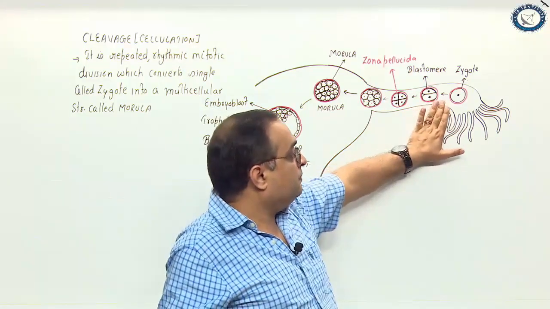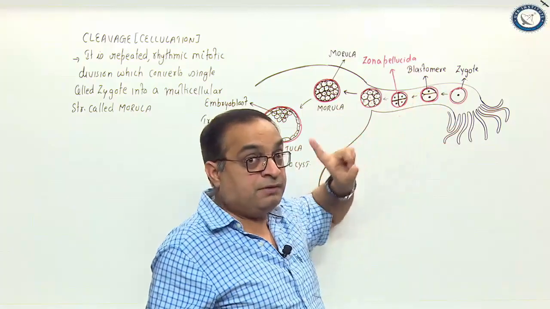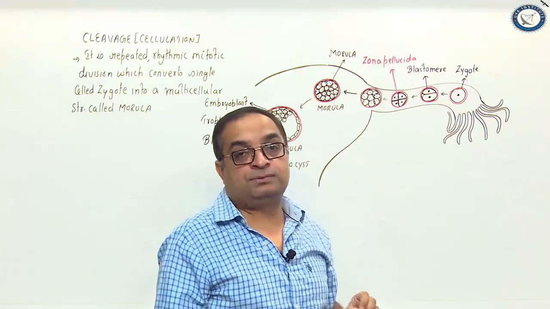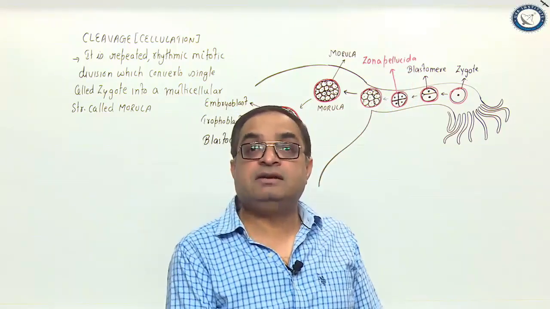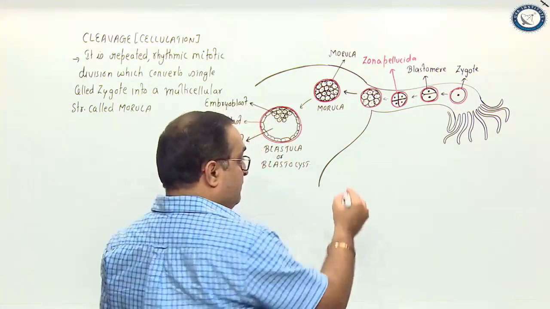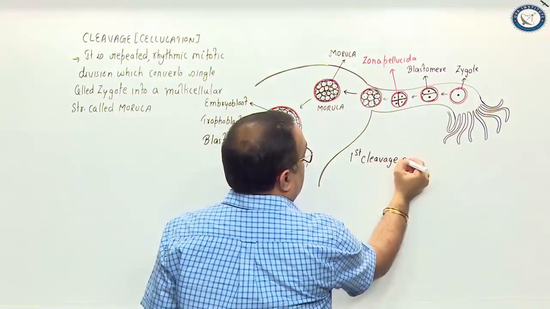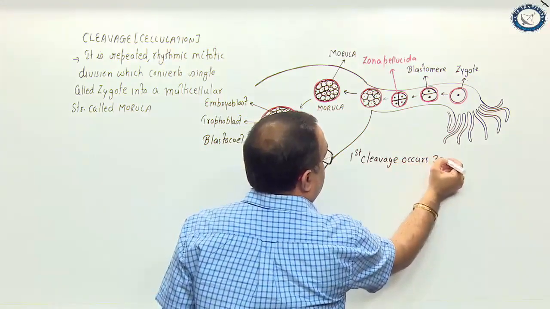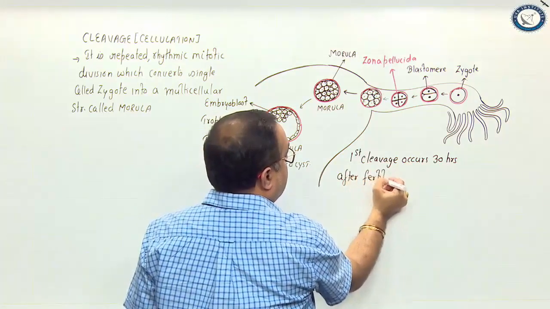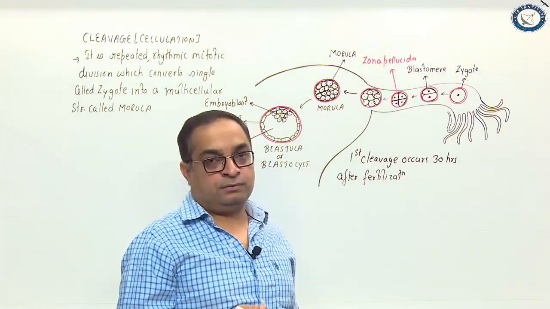As this diagram explains, when cleavage happens in the zygote, when the first cleavage happens, two daughter cells which are called blastomeres are formed. In humans, the first cleavage division occurs 30 hours after fertilization. So we'll write here, in humans, the first cleavage occurs 30 hours after fertilization and two daughter cells called blastomeres are formed.